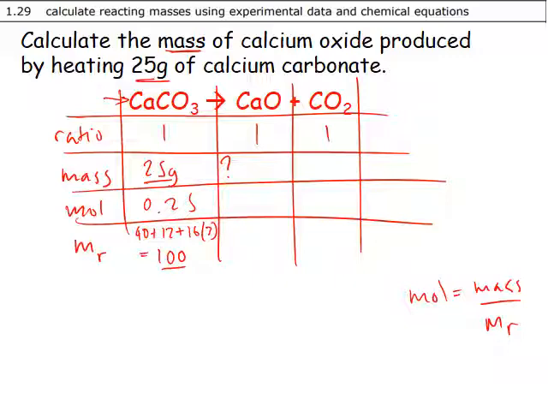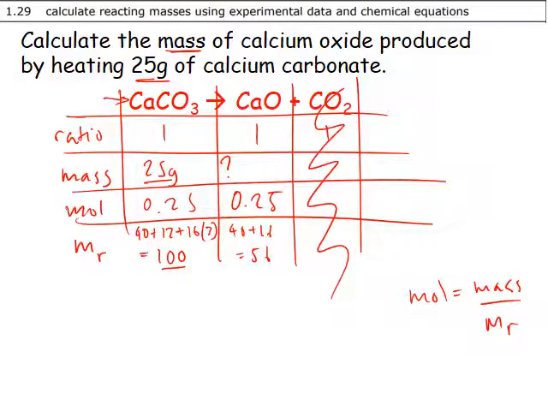Next one. If we have 0.25 moles of calcium carbonate, because it's a 1-to-1 ratio, we're going to have 0.25 moles of calcium oxide and 0.25 moles of carbon dioxide, but we don't actually need that column, not important. So our MR of calcium oxide is 40, which is calcium, plus oxygen, 16, equals 56.